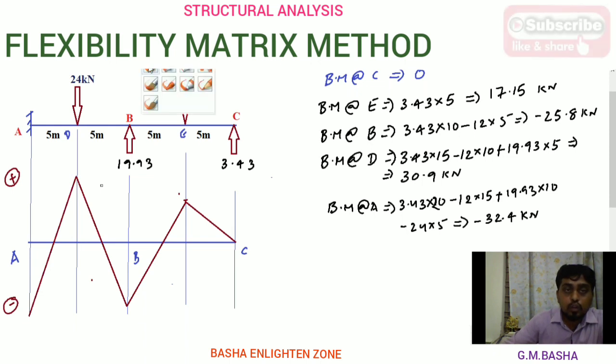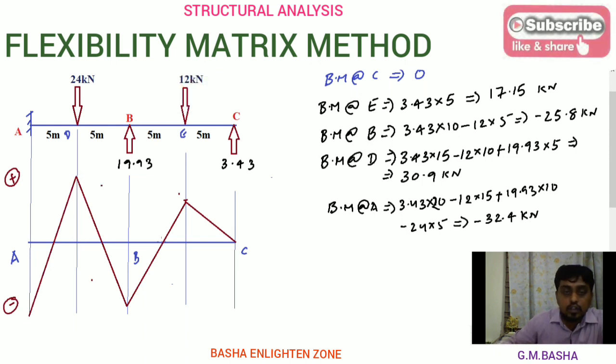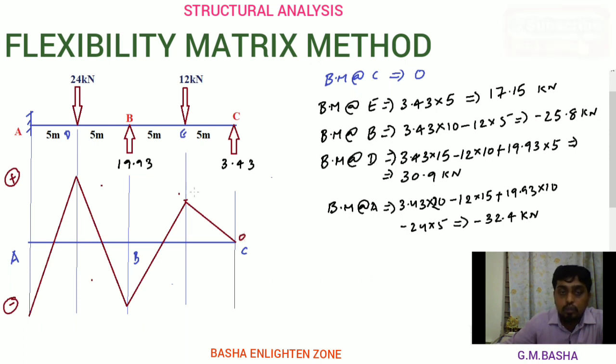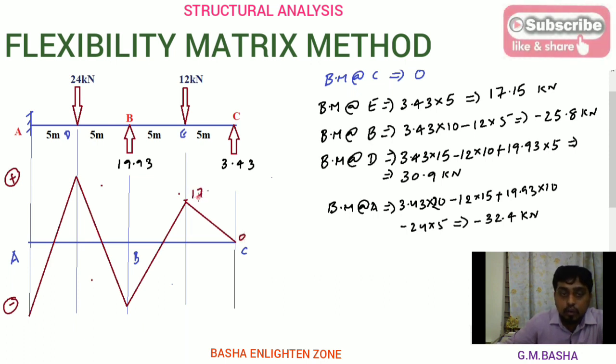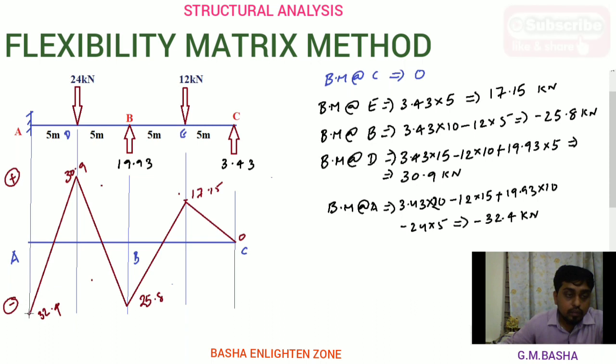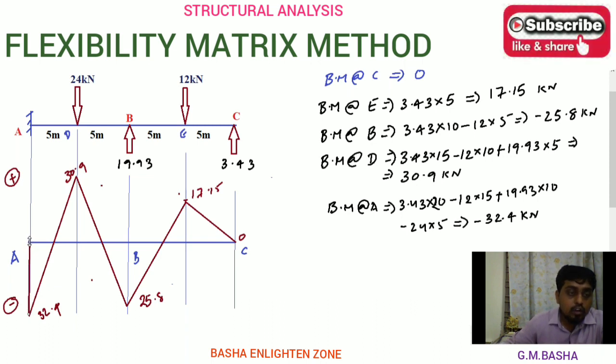So if you want, you please write down here itself directly. So here bending moment will be 0 and here it will be 17.15 and here it will be some 25.8 and here it will be 30.9 and here it will be 32.5, and whatever the value obtained here, you please add the value up to the A. Why? Because if you calculate moment at A also, you will get the 32.4 value only.